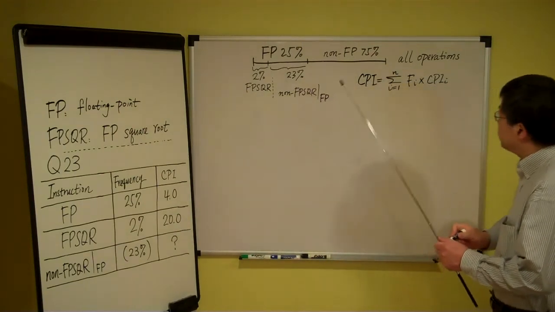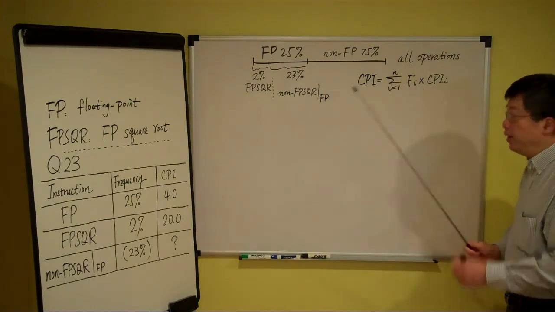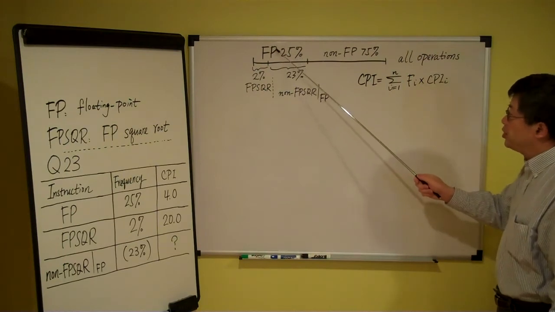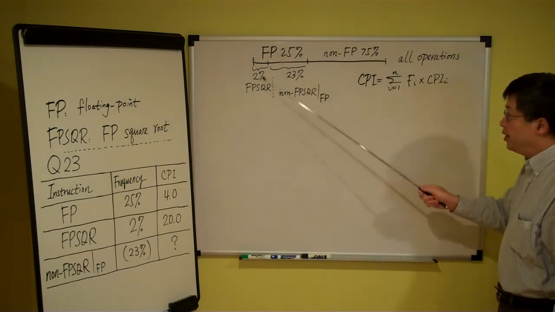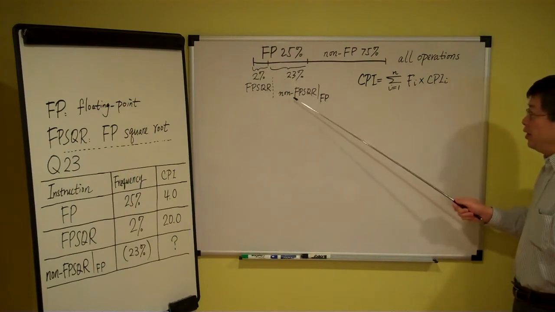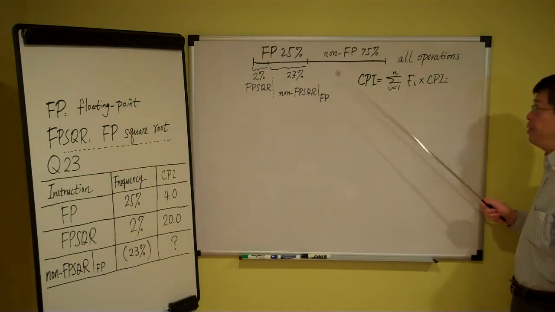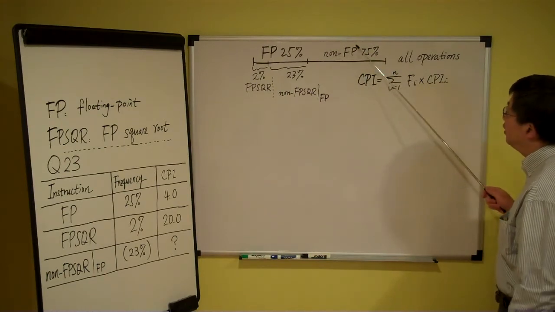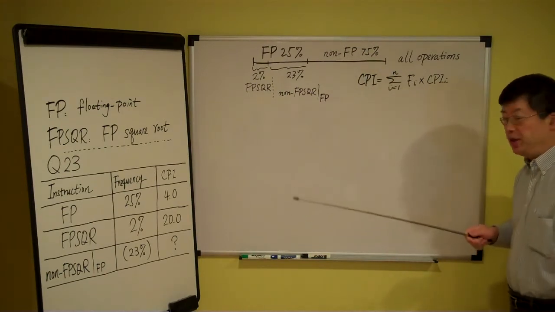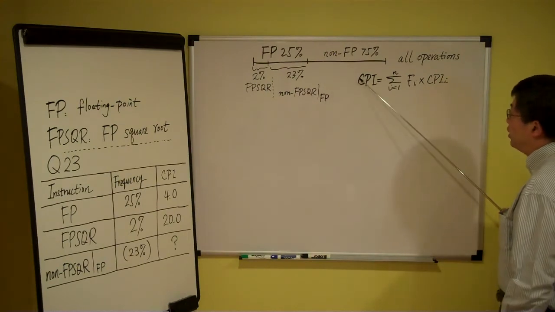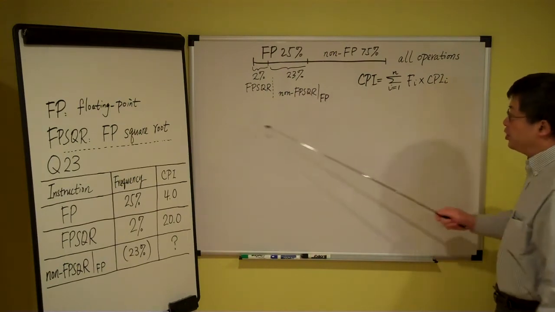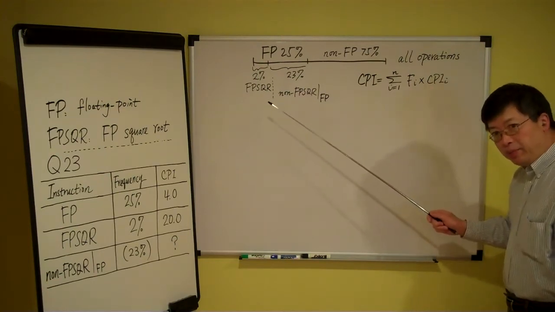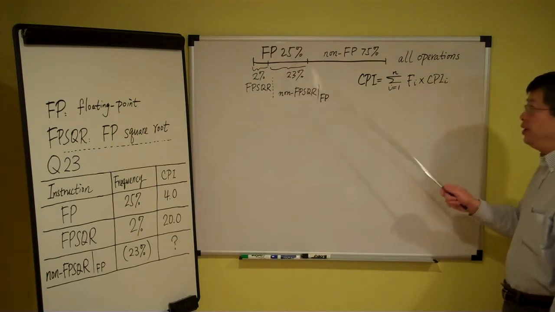But here, we only need to look at three types of operations: FP, FP-SQR, and non-FP-SQR under FP. We do not need to use non-FP operations. So when we write the PPE equation, we only need to write the parts that we need to use here.